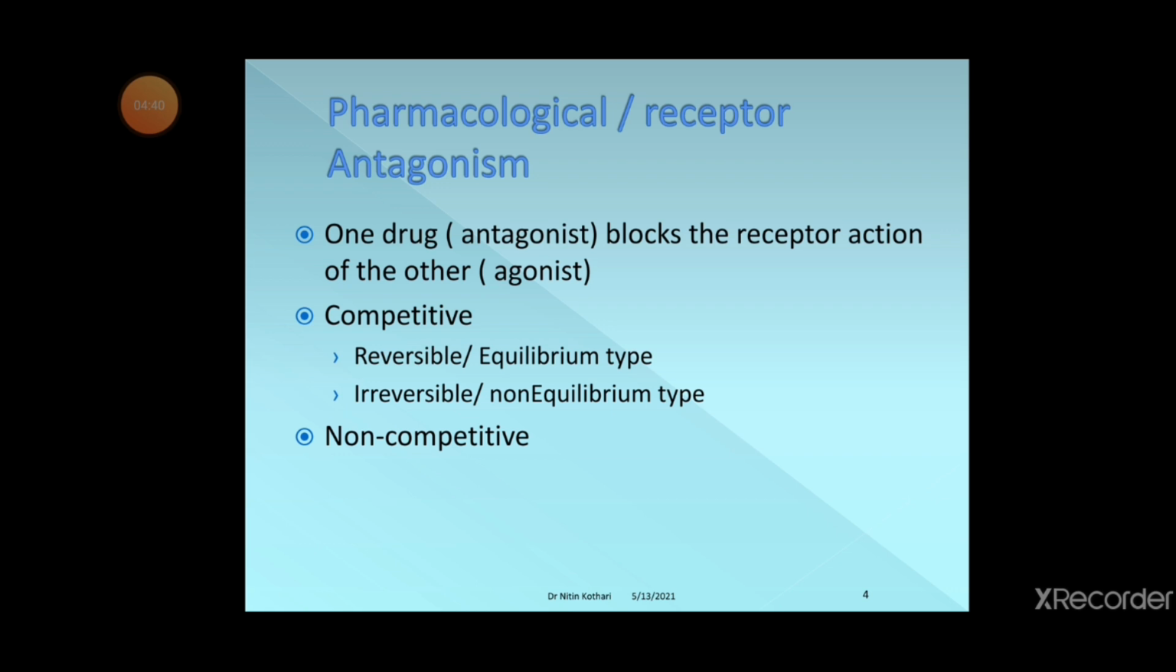Reversible type of competitive antagonism is shown by the majority of drugs, while irreversible type and non-competitive type of antagonism are shown by only a few of the drugs.